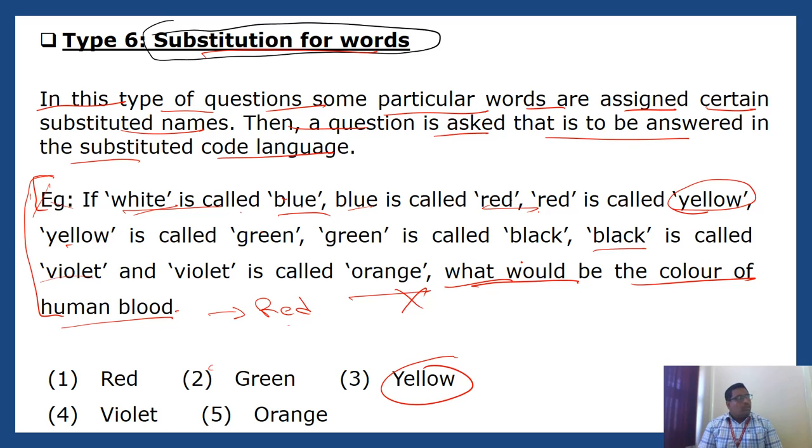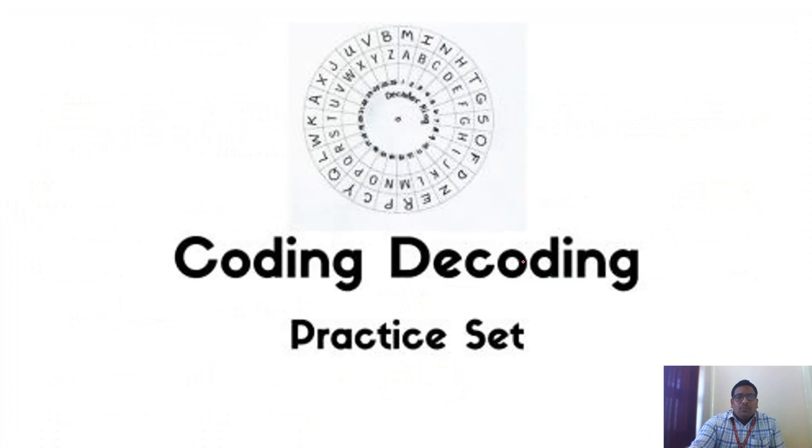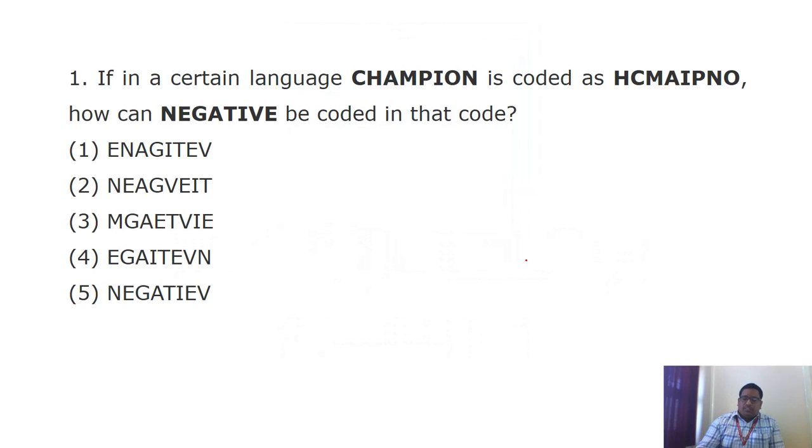So these are the different types of classifications in coding decoding that will help you to solve and understand what type of question they have asked, and you can get the answer. Now let us see few practice set questions under coding decoding. First question. Okay. Pause the video, check for it. Okay, you'll get a clarity. If in a certain language champion is coded as something like this, then how can negative be coded?